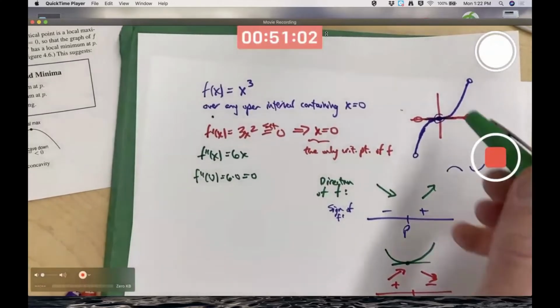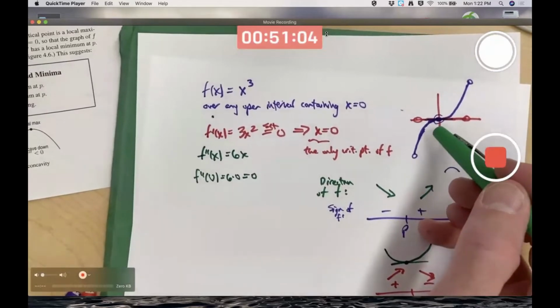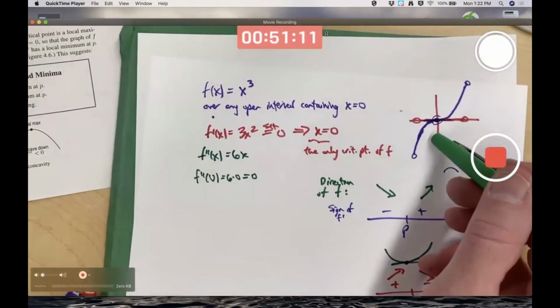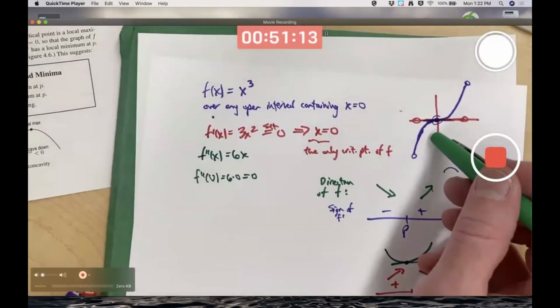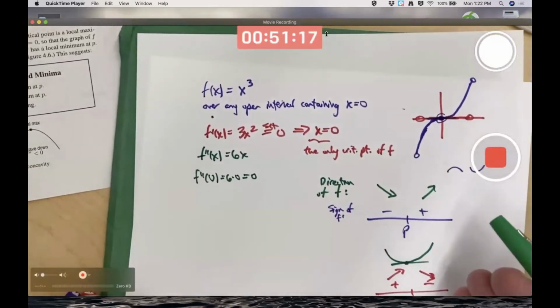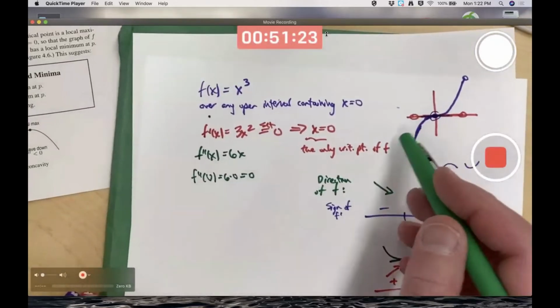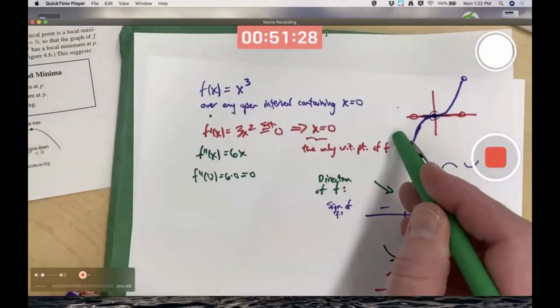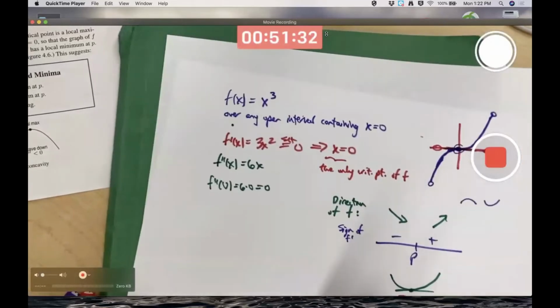And in fact, 0 is not a local max or a local min of this function on some open interval containing 0. Why do I keep saying open interval containing 0? Well, technically, you could have a local min or local max at 0 if 0 was the endpoint of the domain. I'll let you think about that. If it's not the endpoint, and the domain is an open interval with 0 inside of it, then it's not going to be a local max or a local min for this function.